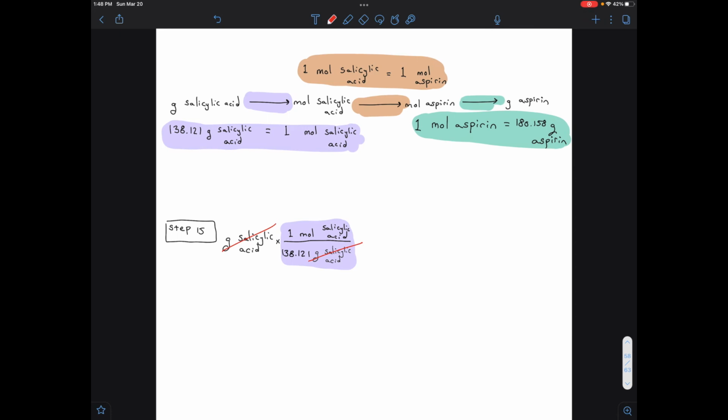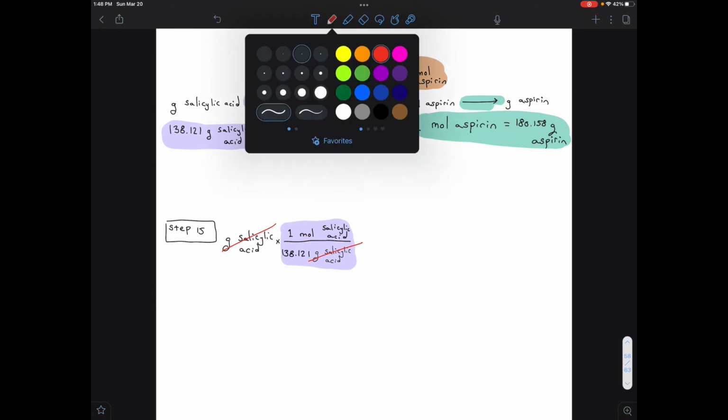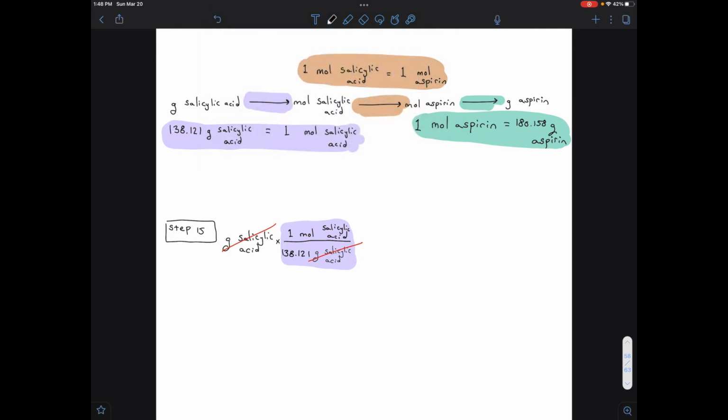But we don't want moles of salicylic acid. We want to know how many grams of aspirin we could have theoretically made. We're looking for the theoretical yield. So that means we need to do another conversion. Every time you do a conversion, you write a multiplication sign, a fraction bar, and the units you start with on top of your fraction, you want to put those units on the bottom of the next fraction. So moles of salicylic acid will go on the bottom here. And we want to do that because we want those units to cancel out. If they don't cancel out, they can't change.